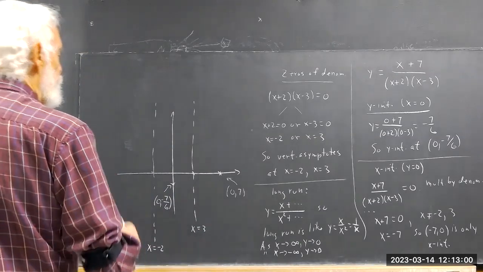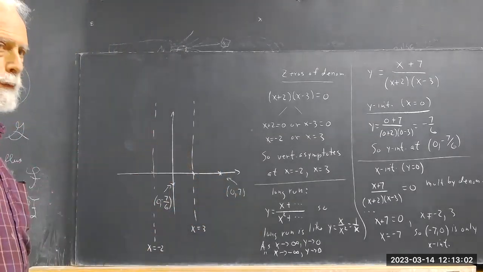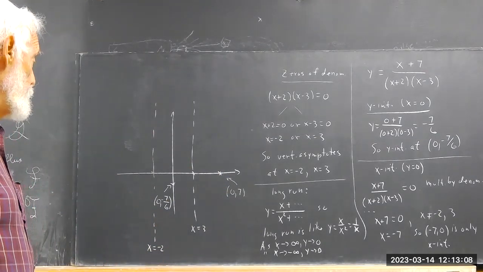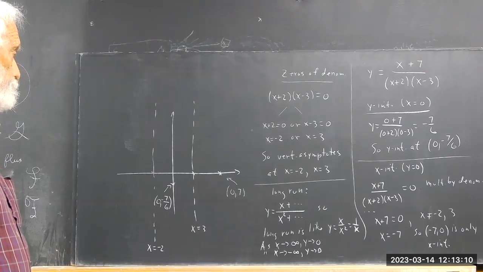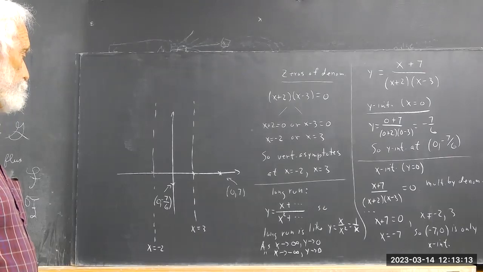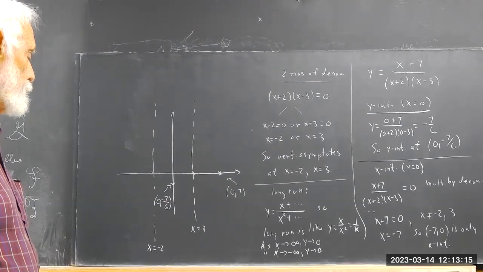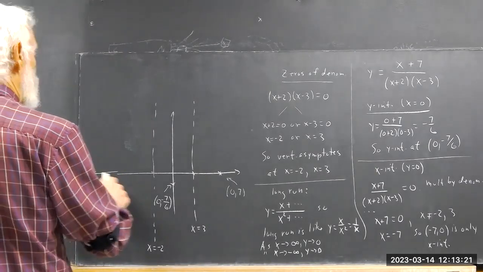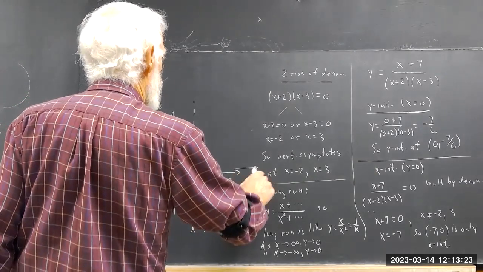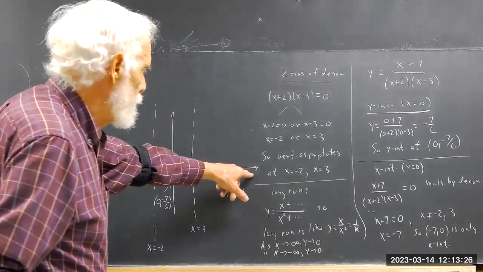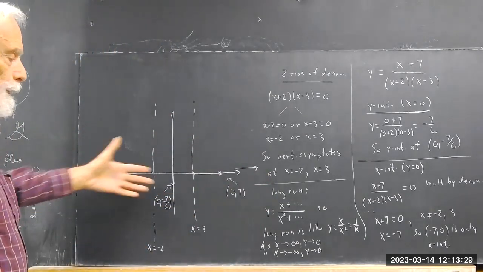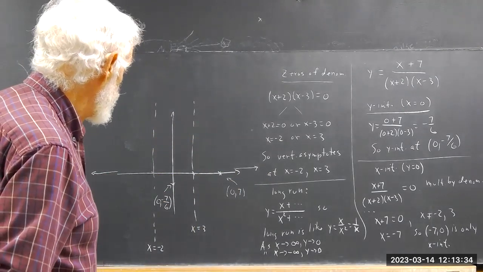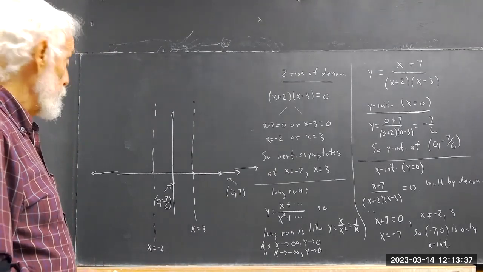Long run behavior. We approach y equals 0, which means we approach the x-axis. All right, there are horizontal arrows here indicating an approach to the x-axis. Now, can you draw me a graph that has those characteristics?